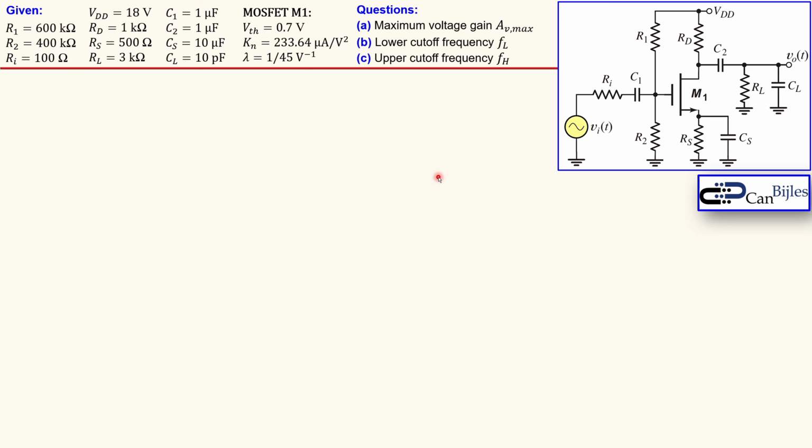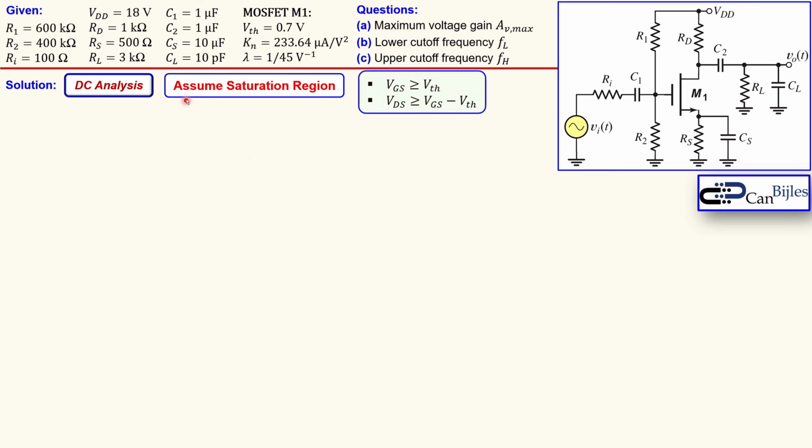First, we start, of course, with the DC analysis as said. We go for the situation where we assume that the saturation region is valid. That means the following: VGS, the gate-to-source DC voltage, must be larger than or equal to at least the threshold. That is the condition we assume, and we will check it. And VDS must be larger than or equal to VGS minus the threshold. Again, we need to check both of them.